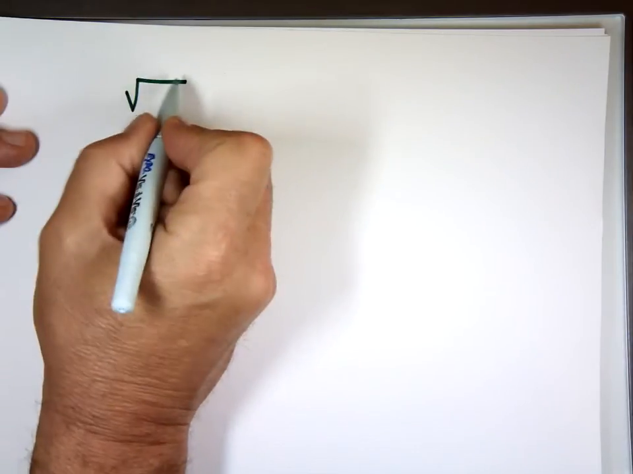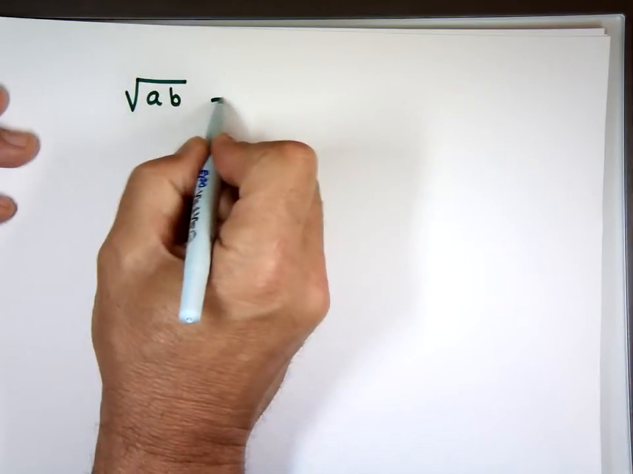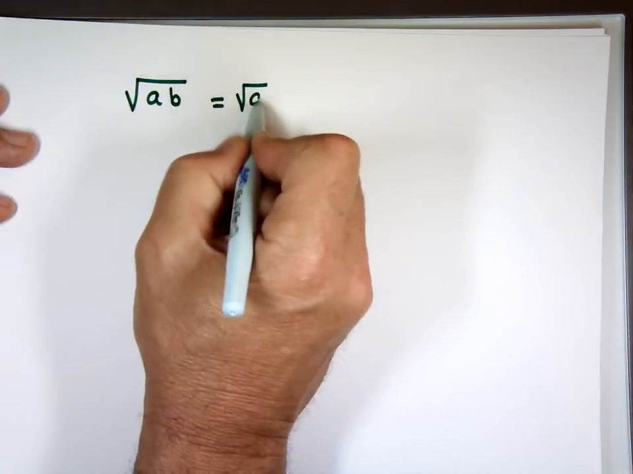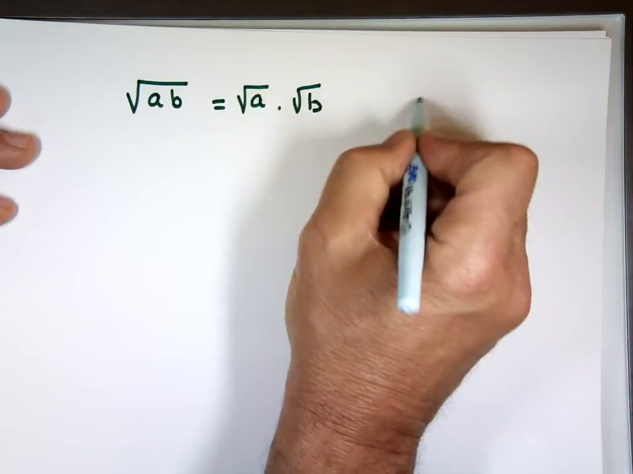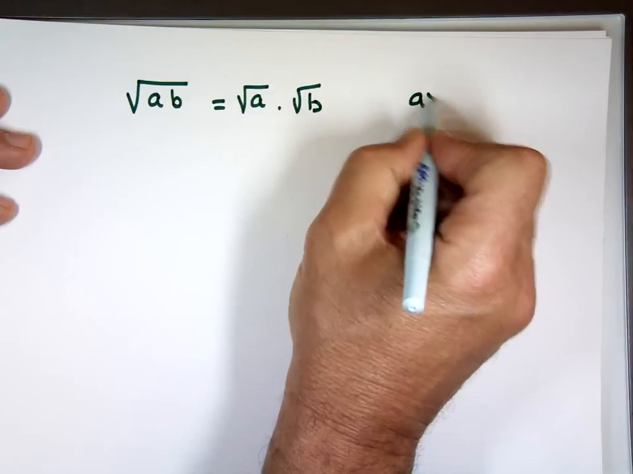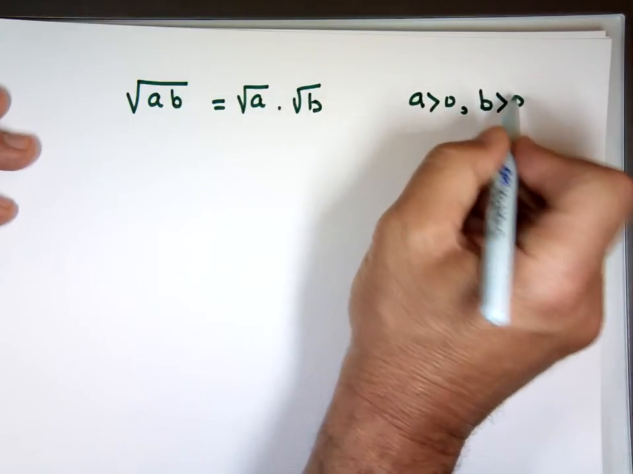It says the square root of AB, or A times B, can be broken down to the square root of A times the square root of B. As long as what? A is greater than 0 and B is greater than 0.